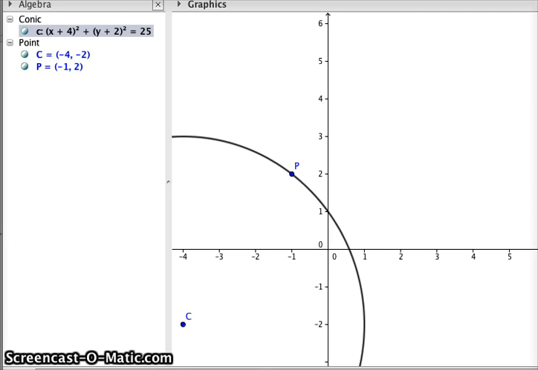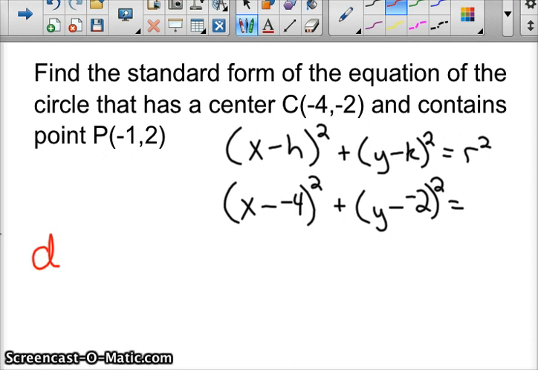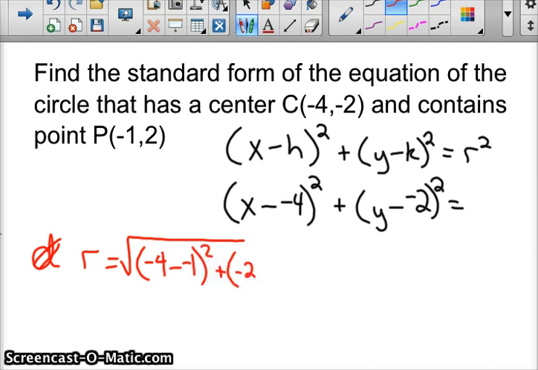So we should come up with 25 for r squared. And so I'll just show you how to do that. With r squared, you'd need the distance formula to find the radius. So the distance formula, d, or in our case r, is equal to the square root of negative 4 minus a negative 1 squared plus negative 2 minus 2 squared. And you just solve that down.